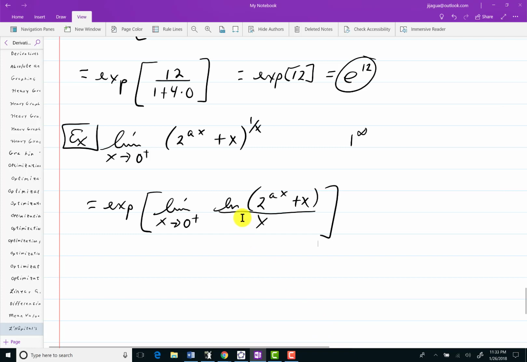And now let's see what we have. If you plug in 0 for x, this part in here will be 1. ln of 1 is 0. And you'll get 0. By the way, I don't think I mentioned, a is just a constant. I just don't know what this value is. So we'll go ahead and do L'Hopital's rule.